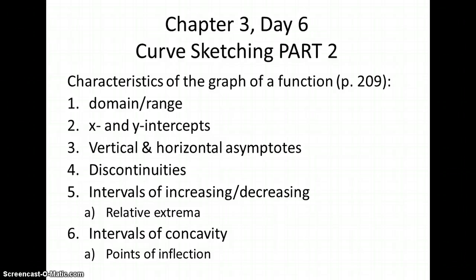Okay, so let's go back to the four things that I mentioned at the very beginning of the first video. Characteristics of the graph of a function, and a complete list can be found on page 209 in your textbook. Domain and range, x and y intercepts, vertical and horizontal asymptotes, and discontinuities. Now, all of these we've studied already.